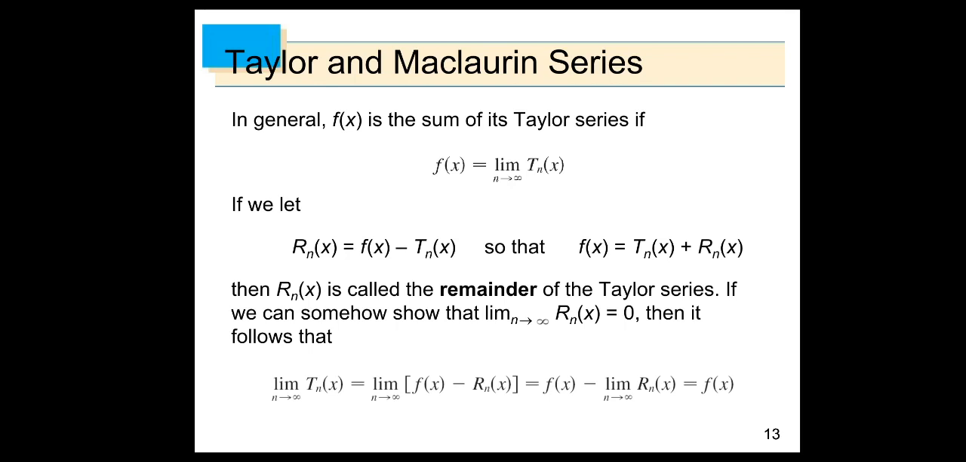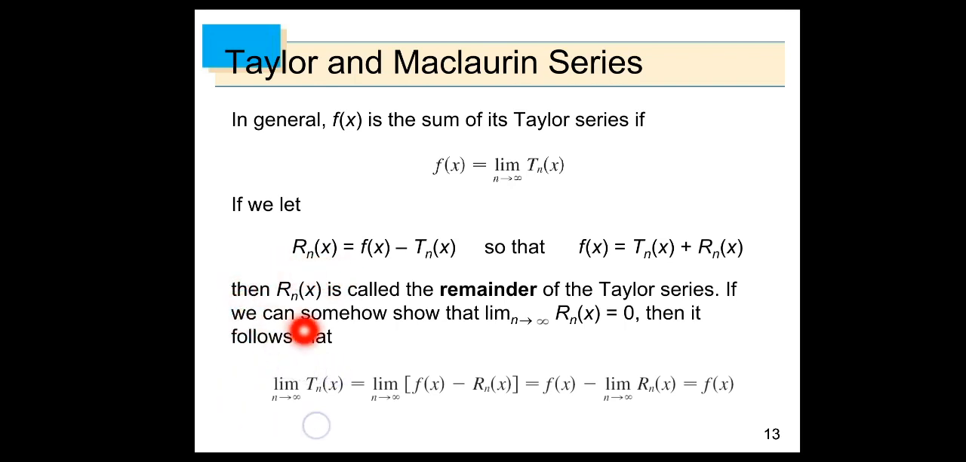right? And if we let R sub n of x be equal to f of x minus T sub n of x, so that f of x would be equal to T sub n of x plus R sub n of x. Now here R sub n of x is called the remainder of the Taylor series.